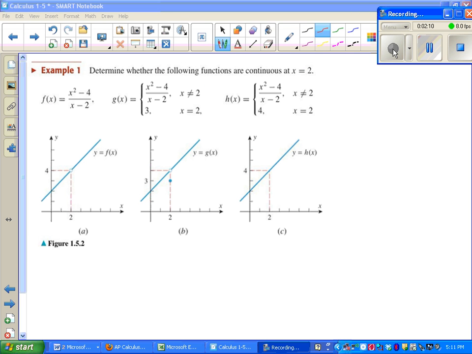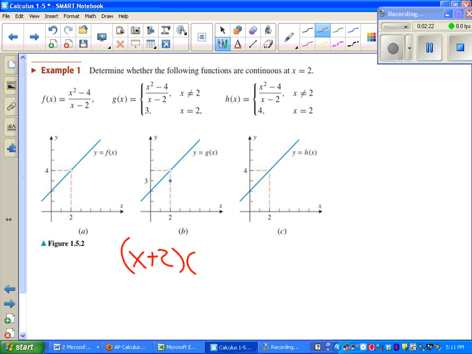This first example gives three different functions that are pretty similar. All of these you should know how to graph from pre-calculus. The trick to graphing all of them, since they're kind of similar, is to factor the top. And we notice this x minus 2 factor cancels out, so we have a hole at x equals 2. And that's what we see in this first graph, a hole at x equals 2. So no, it's not continuous at x equals 2 on this first one.